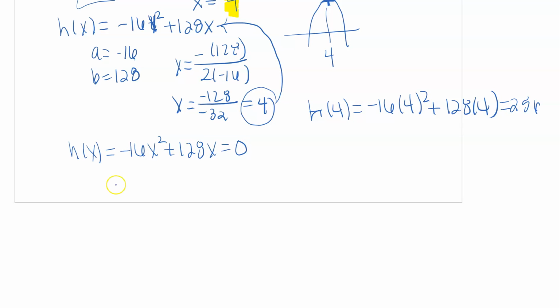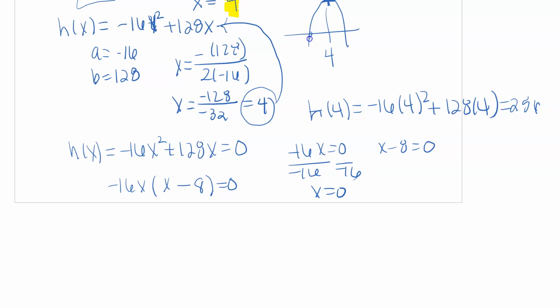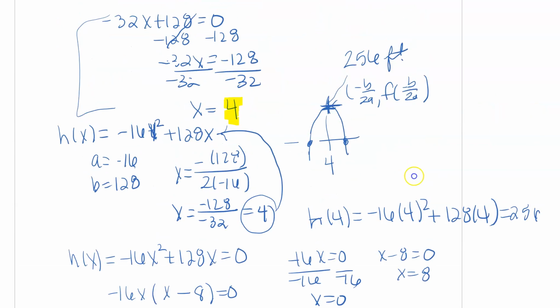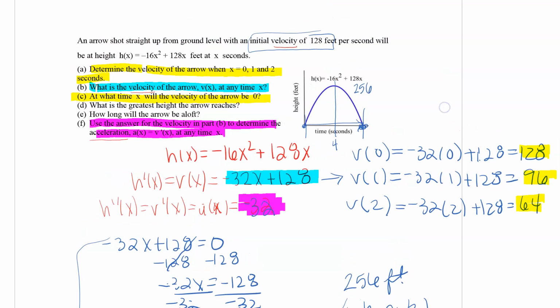Now I am going to go ahead and factor a negative 16x out of the function. This leaves me with x minus 8 equal to 0. So that's nice, it's going to factor for us. Now negative 16x could be 0 or x minus 8 could be 0. Dividing both sides, I get x equals 0, which is to be expected. That's this first point here. And then x equal to 8 would be this point here. And so coming back to our question, how long will the arrow be in the air, or aloft? That would be 8 seconds.